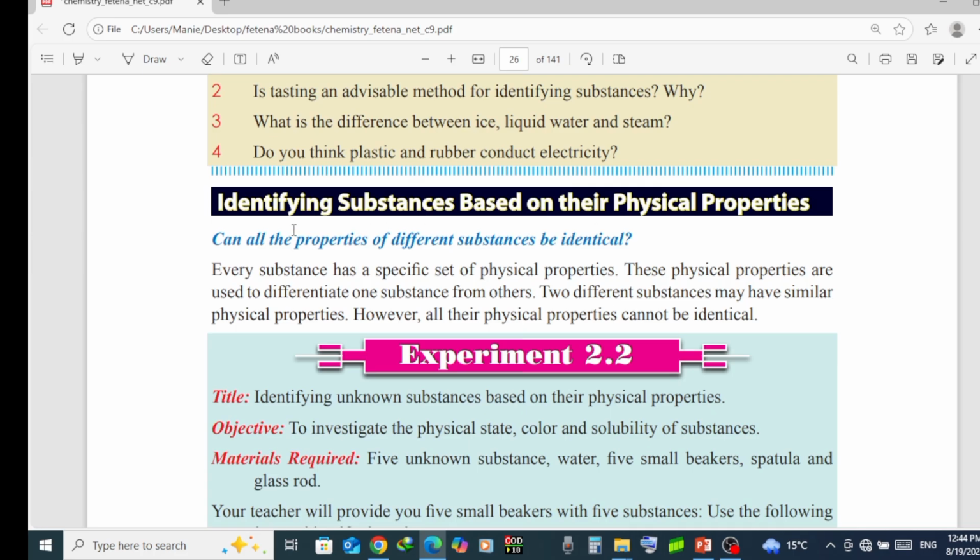How are we going to identify substances based on their physical properties? Can all the properties of different substances be identical?